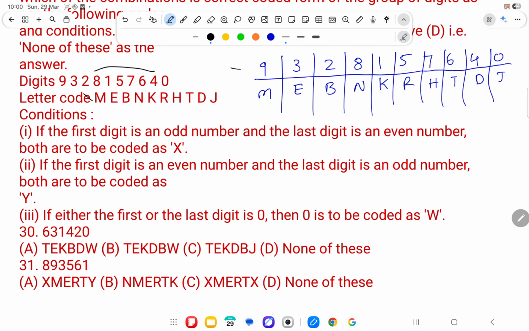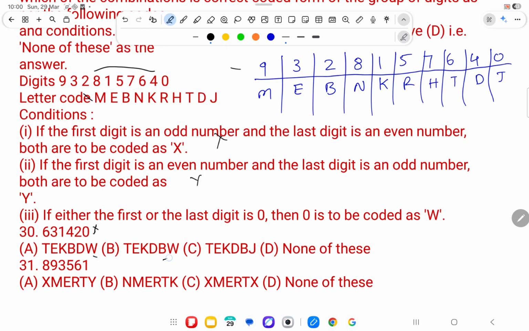631420. But again, what are the conditions? If the first digit is an odd number, but here it is not odd, so I will not read completely this. If the first digit is even and the last digit is an odd number, see, the last digit is not odd, so it doesn't follow the second also. Then the third one: if either the first or the last digit is 0, then 0 is to be coded as W. See, the last digit is 0, so 0 should be coded W.